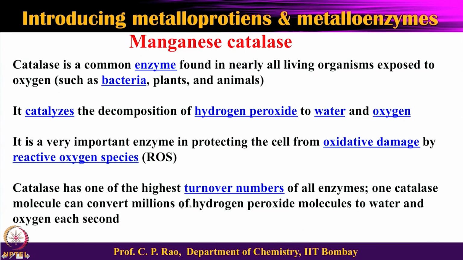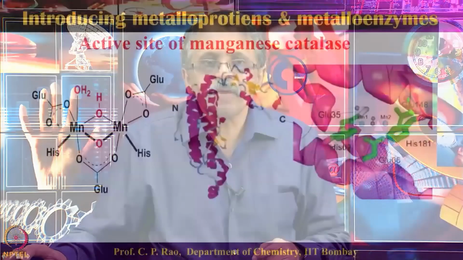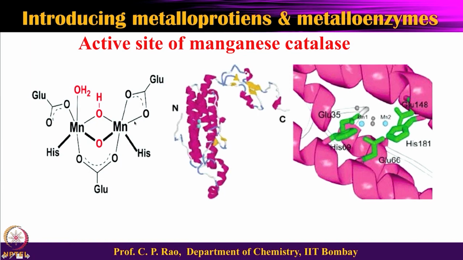If you look at the catalysis of this one, a huge amount of turnover is done by these enzymes, and finally it converts to water and O2. So, they both are harmless. Let us look at the reactive center present in manganese catalase. Manganese catalase has a slightly different kind of center than manganese superoxide dismutase. Manganese superoxide dismutase has a monomanganese center, while manganese catalase has a dimanganese center.